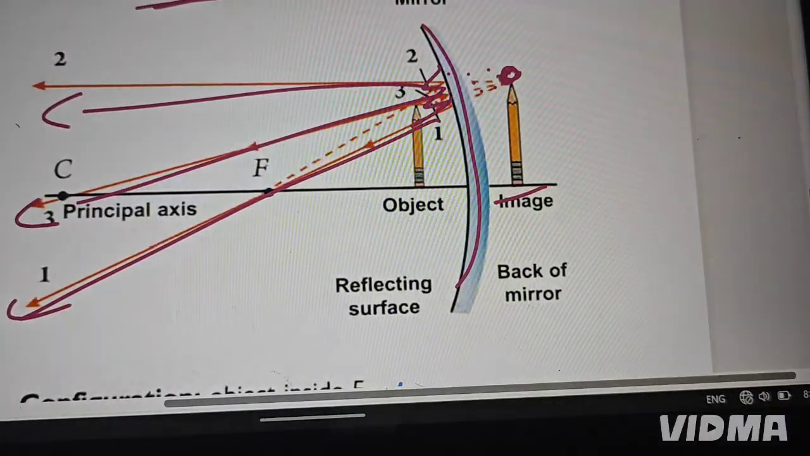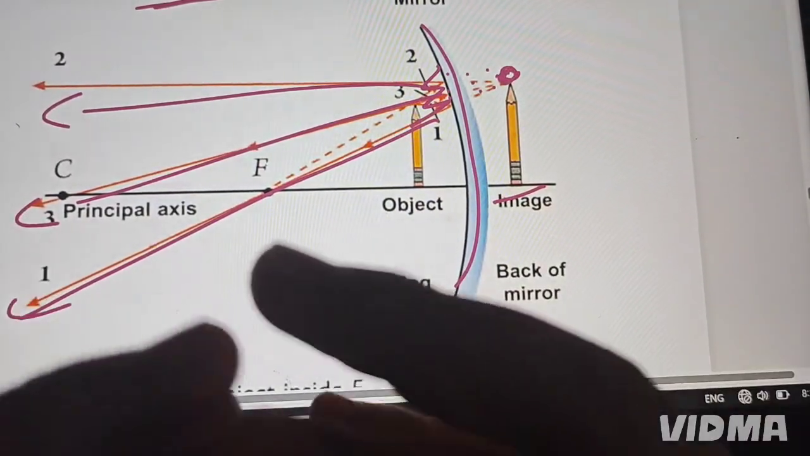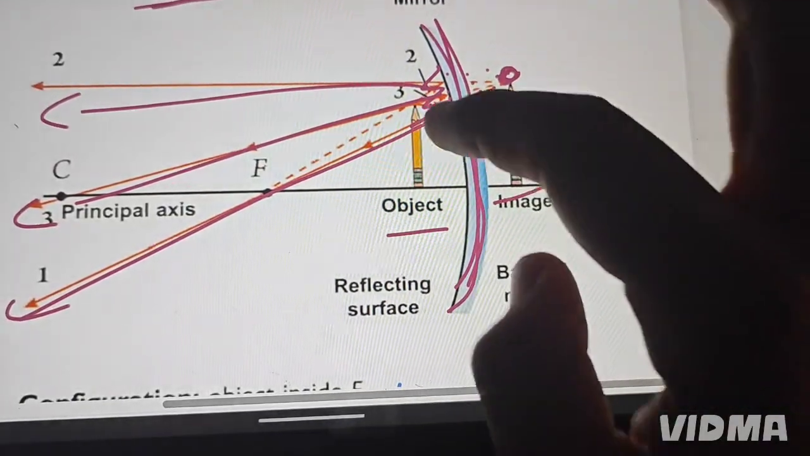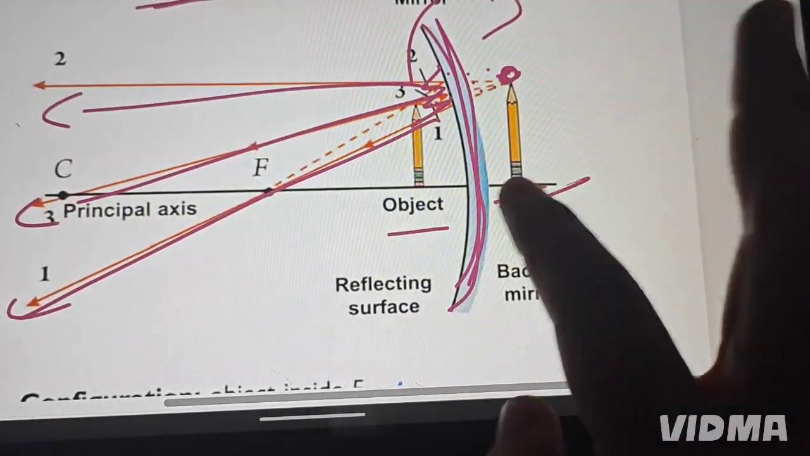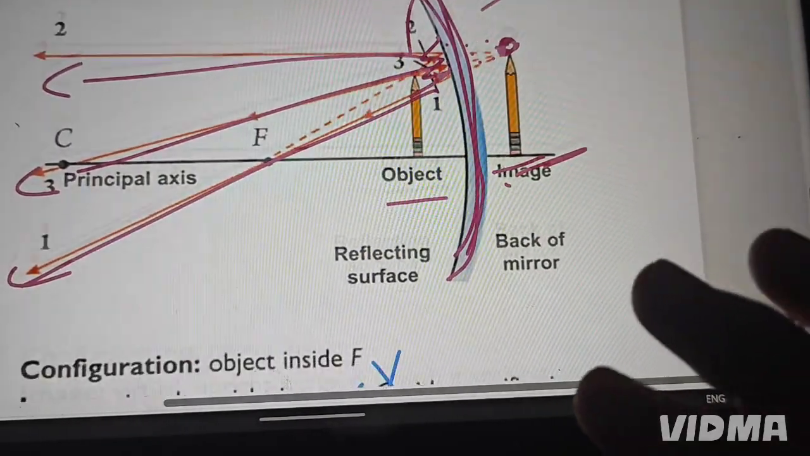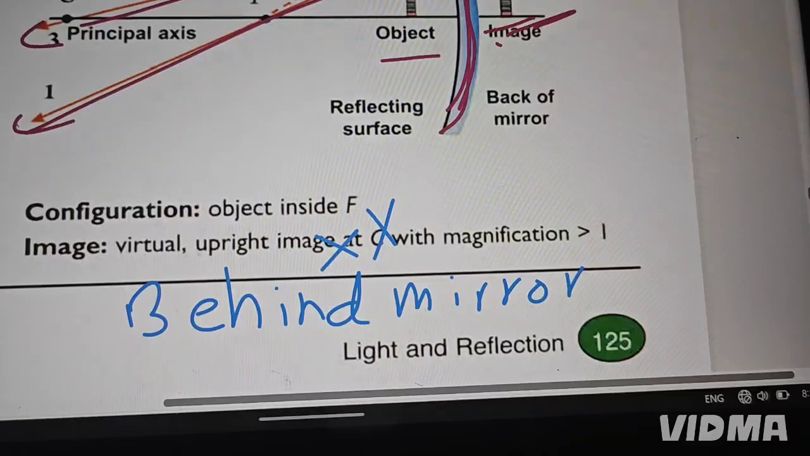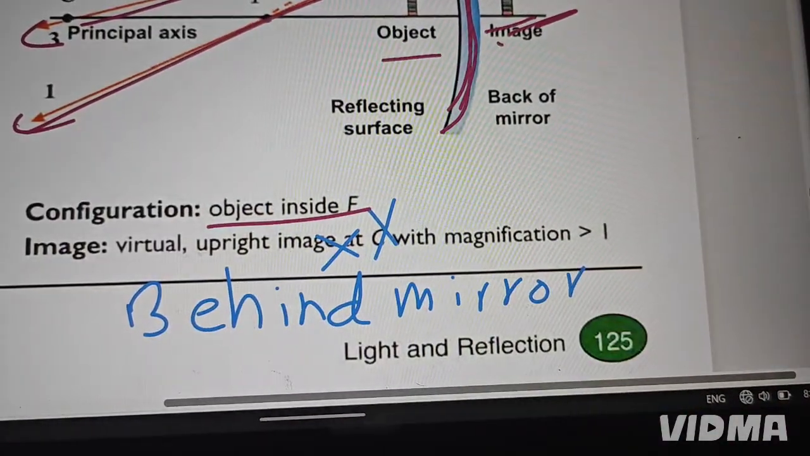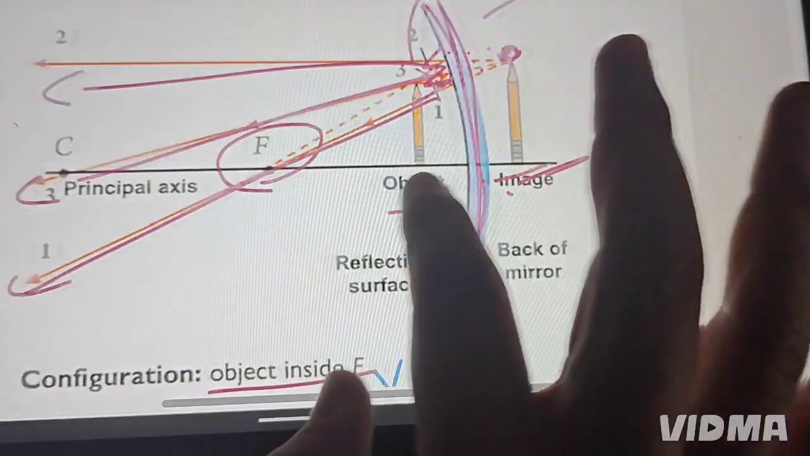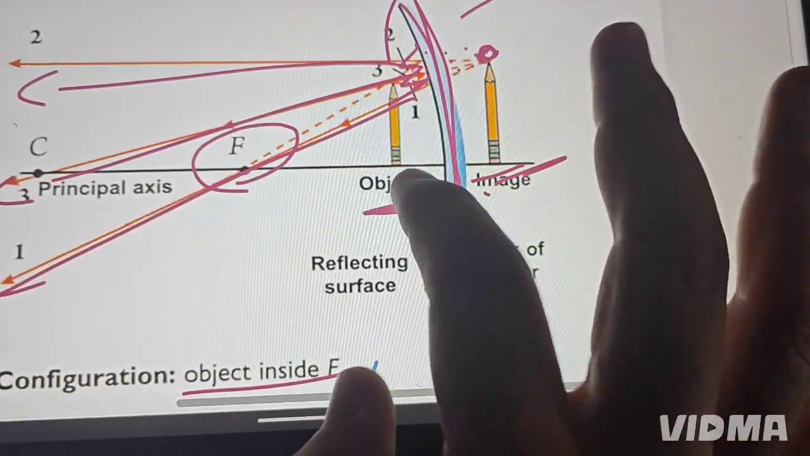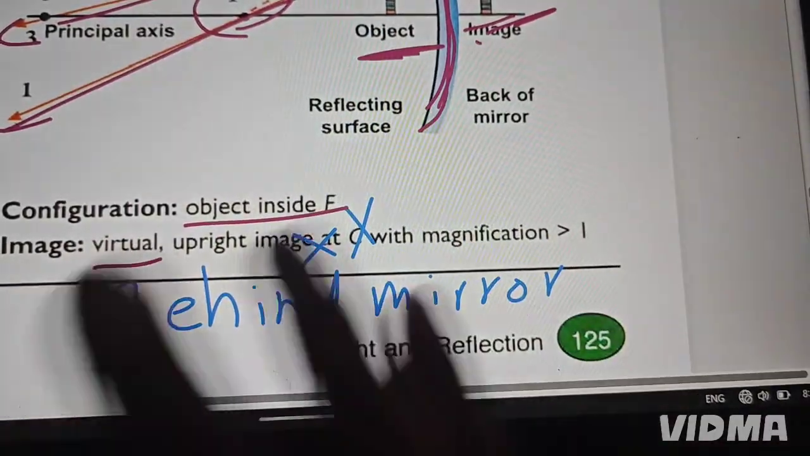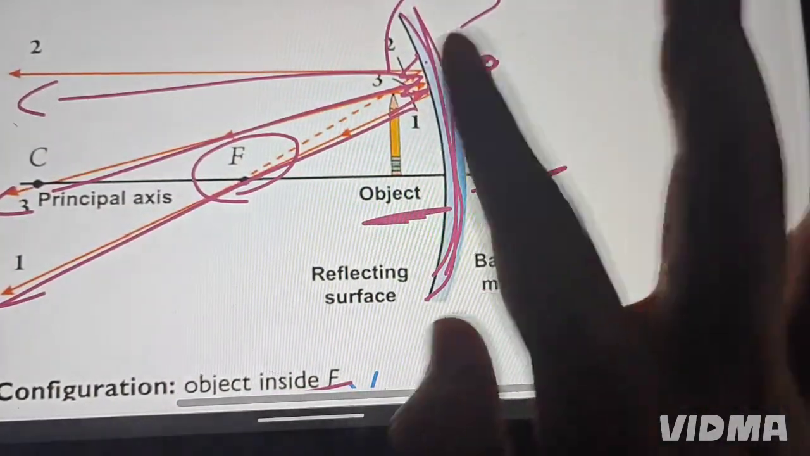So in here we have an image. If we put this object so close to this surface, the image that we have is behind the mirror. Because it is behind the mirror, the type of this image is virtual. Look. So here we will say object inside F. Why inside F? Because this is the focal point F, and we have the object to the right side. In here, virtual, not real. Why? Because in here we have the image behind the mirror.